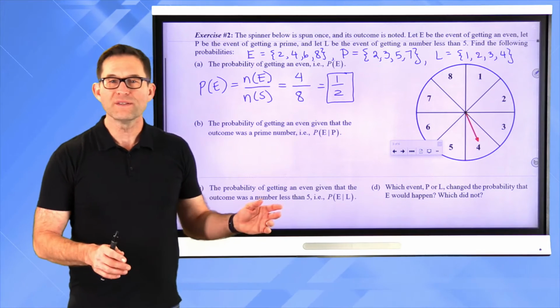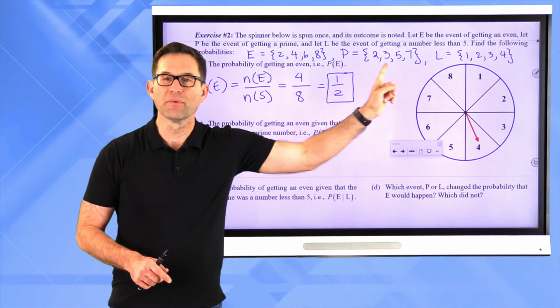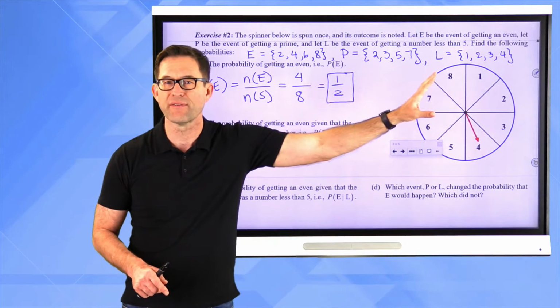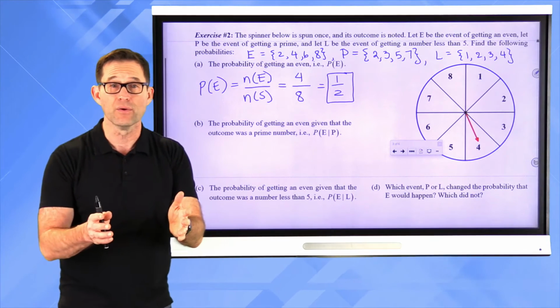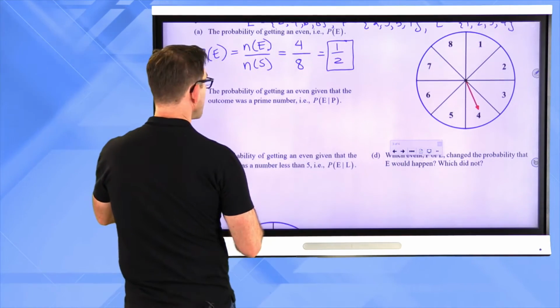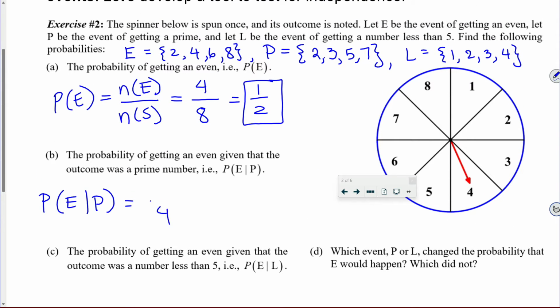Now remember, once we say that we're getting an even given that we have a prime number, that means that our sample space suddenly becomes this. Our sample space is no longer 1, 2, 3, 4, 5, 6, 7, 8. Now our sample space is 2, 3, 5, and 7, because I'm telling you that you've gotten a prime number. I've spun the thing around and I've definitely gotten a prime number. So the probability that I've gotten an even, given that I have a prime number, well, there are 4 prime numbers and only one of them is even. So the probability there is 1/4.